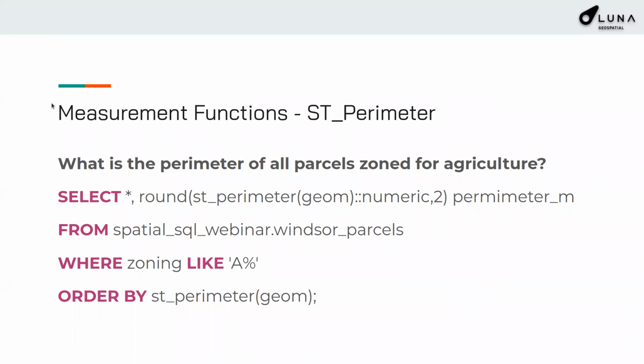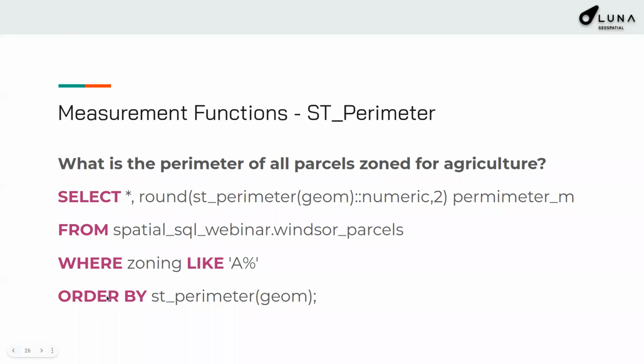Okay, so what about perimeter? What is the perimeter of all parcels zoned for agriculture? And again, we can use the same thing. Note we're using round again, so we only have 2 decimal places, but we're using ST perimeter on the geom. We're casting again to numeric, and we're saying we want 2 decimal places. And we're going to call the resulting column perimeter underscore meters from that same parcel table where the zoning is like this. And then we're going to order by.